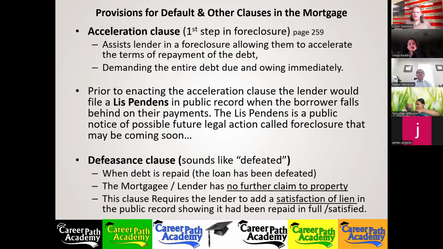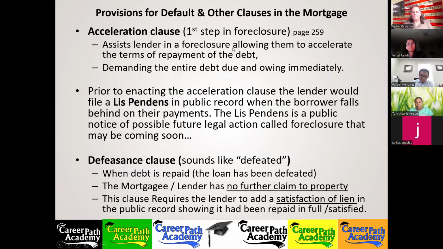Now, the defeasance clause sounds like the word defeated. Defeasance, defeated, right? When you've defeated your loan, you've paid it off. You killed that baby off. You've defeated it, right? The defeasance clause says you defeated the loan. So the lender has no further claim on the property, right? What did defeated mean? You beat it. You won. So the defeasance clause means that you defeated it. You paid it off. So the lender has no further claim on the property.